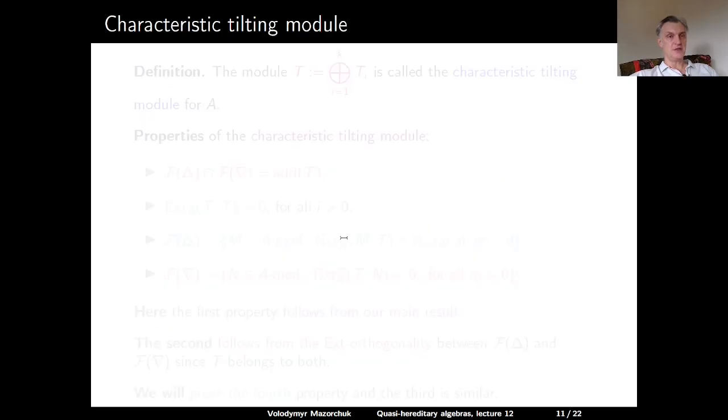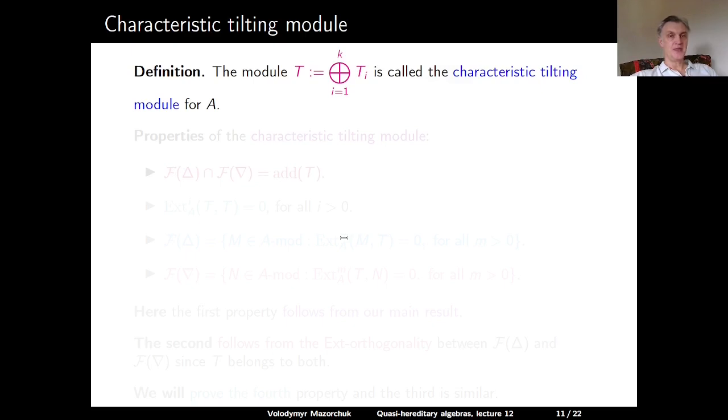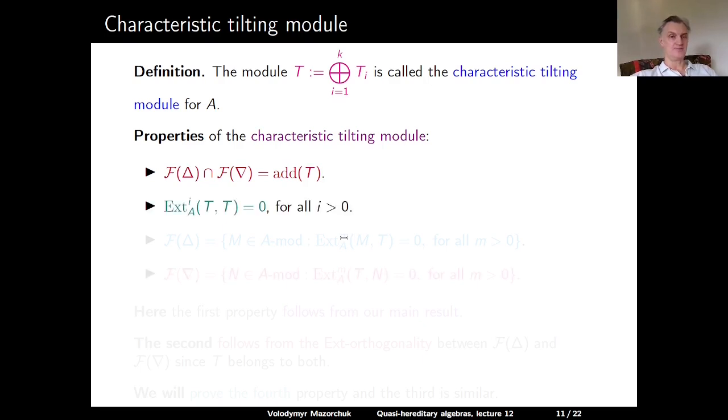Now we can use the main theorem to define the characteristic tilting module. Definition: the module T, which is defined as a direct sum of all Ti's, where i ranges between 1 and k, is called the characteristic tilting module for A. Here are some basic properties of the characteristic tilting module. First of all, the category of all tilting modules is the additive closure of this module T. That's a direct consequence of our main theorem.